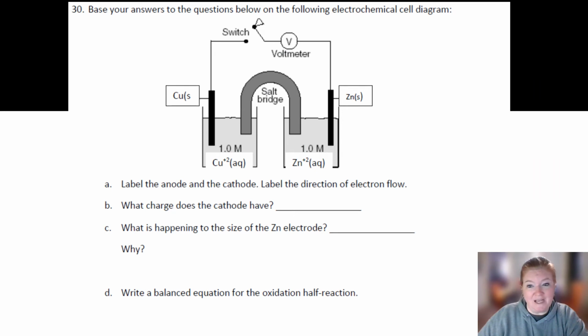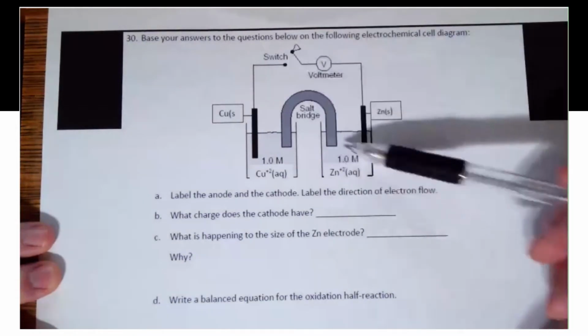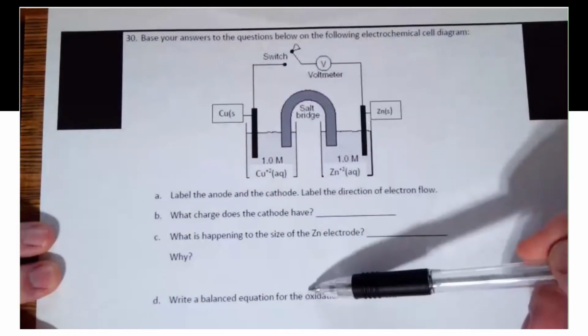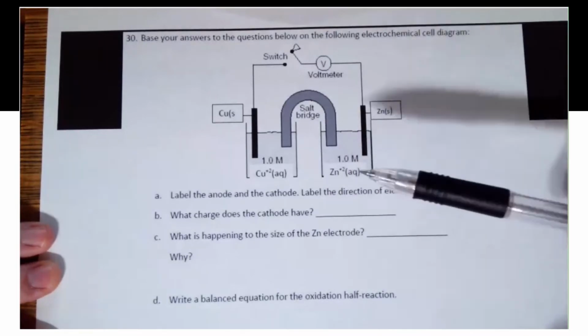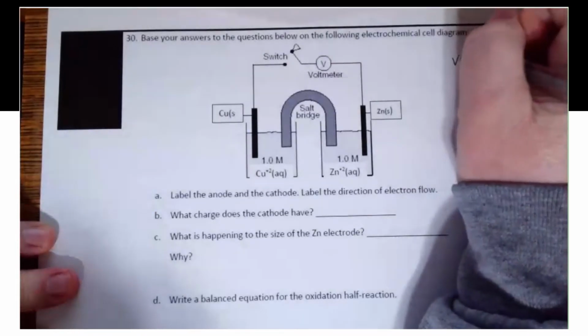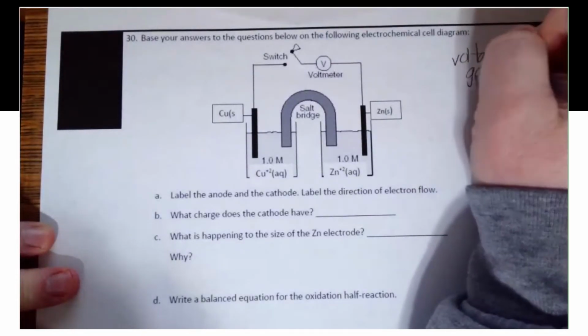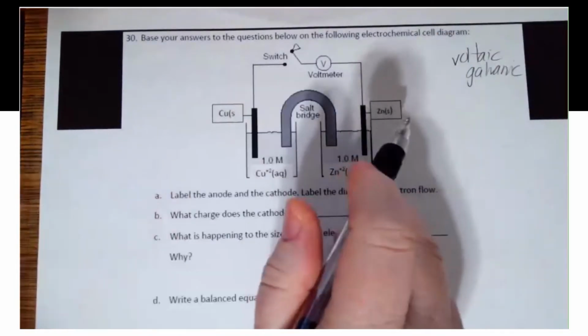All right, here's the next one, but on paper. Okay, this one, base your answers to this diagram. So I've got some questions. So before I even get to the questions, I'm going to label everything I possibly can in this diagram. First, you see this, that's a voltmeter. So that means I have a voltaic or a galvanic cell. All right, now I have two metals, Cu and Zn.